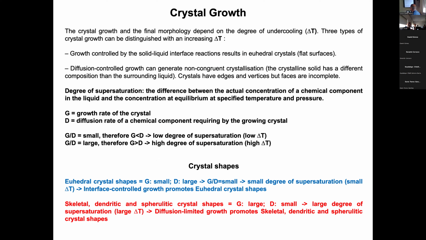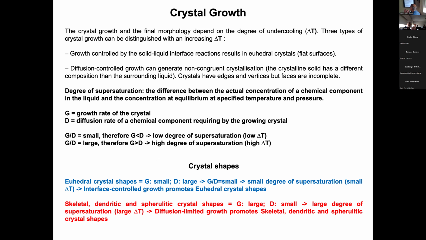The diffusion rate of the chemical components, of course, that are needed for the crystal to grow, that are required by the growing crystals. And here we define two types of growth. One growth that is controlled by the interface, by the solid-liquid interface, that will result in euhedral, well-shaped crystals.